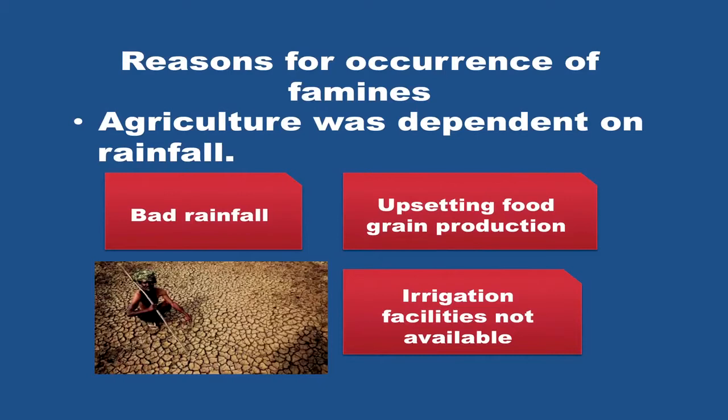Now we can examine what are the reasons for the occurrence of famines in our country. The most important reason for famines in our country during the British rule was that agriculture was dependent on rainfall. There was bad rainfall. The bad rainfall upset the food grain production. The irrigation facilities were not available. So in short, the bad rainfall without irrigation facilities resulted in bad crops. So that was one of the reasons for the occurrence of famines.